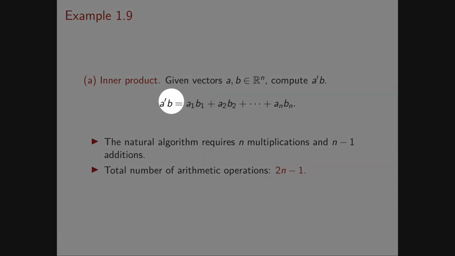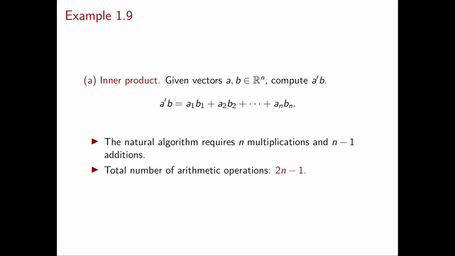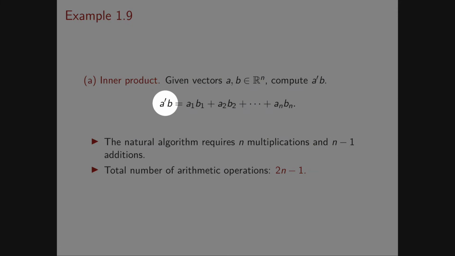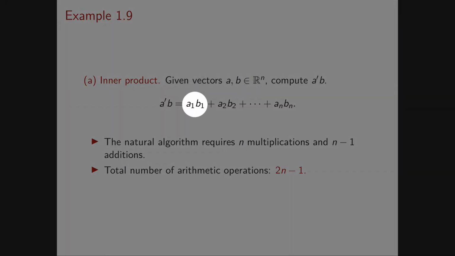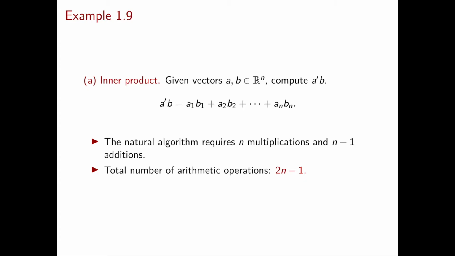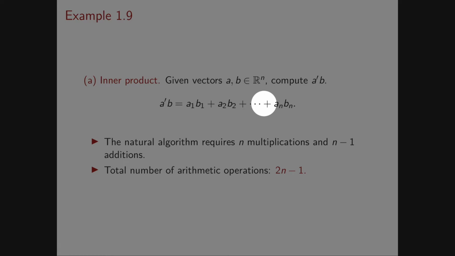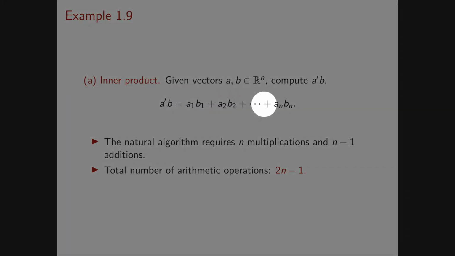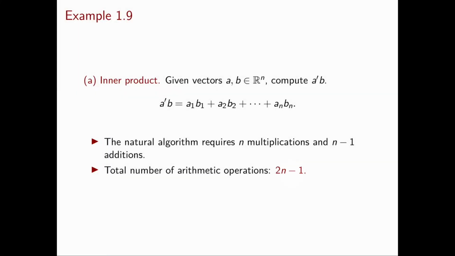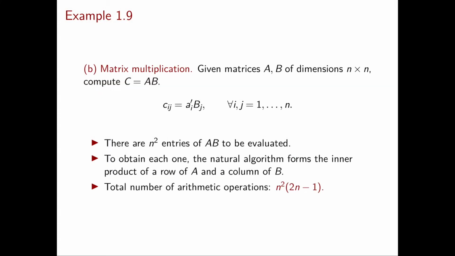A transpose B is A1 B1 plus A2 B2 and so on and so forth until plus An Bn. So in order to compute A transpose B, we need to compute the n products A1 B1, A2 B2 until An Bn, and then perform n minus 1 additions to sum all of them. So the total number of arithmetic operations is 2n minus 1. In our second example, we're going to look at matrix multiplication.